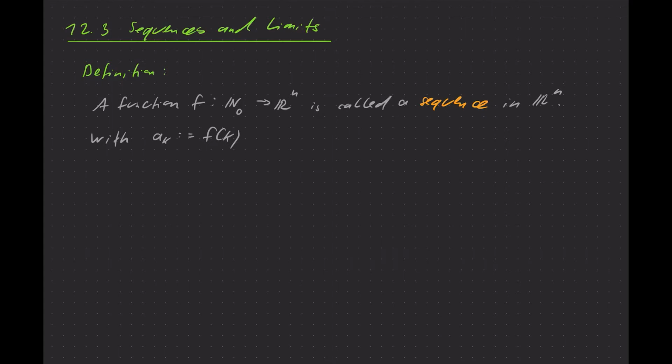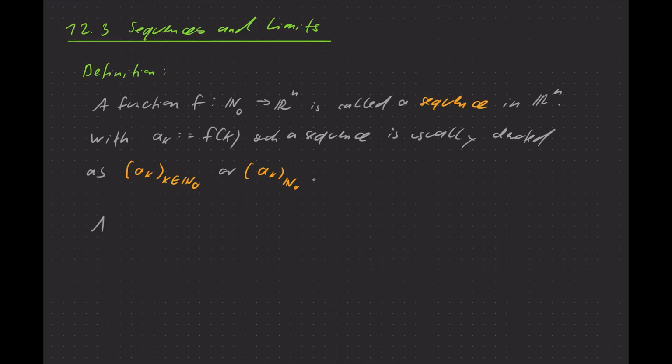Such a sequence is usually denoted as a_k, with k in the index set N_0 in this case, or even more simply, a_k and just the index set. And of course, we also have to define what it means if a sequence is convergent. So we'll do that as well.